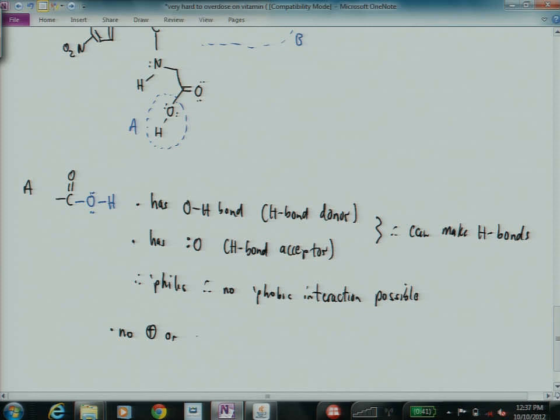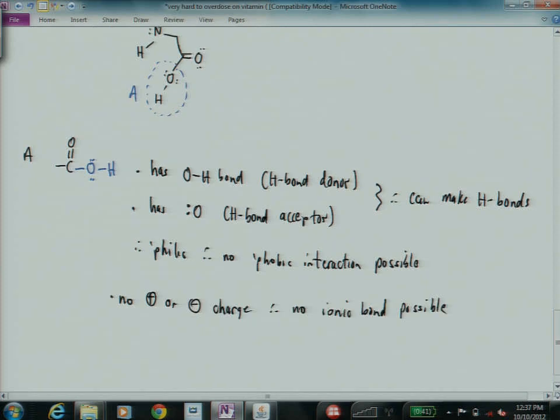All right? So we've taken care of hydrogen bonds, we've taken care of phobic interactions, we've taken care of ionic bonds. What's left? Poor little van der Waals. And what's the story on van der Waals? Always yes. Like I said, if you fall asleep and you wake up and I say, can it do van der Waals, the answer is yes, because everything can. Okay? Questions?